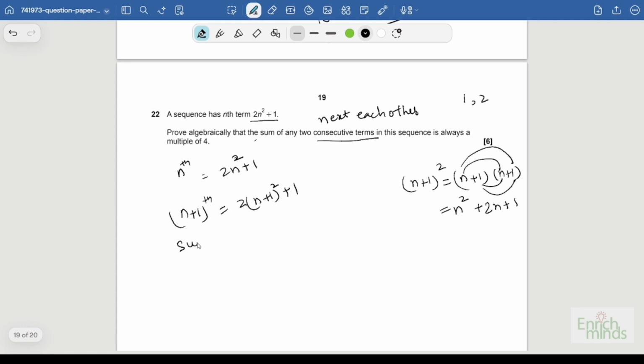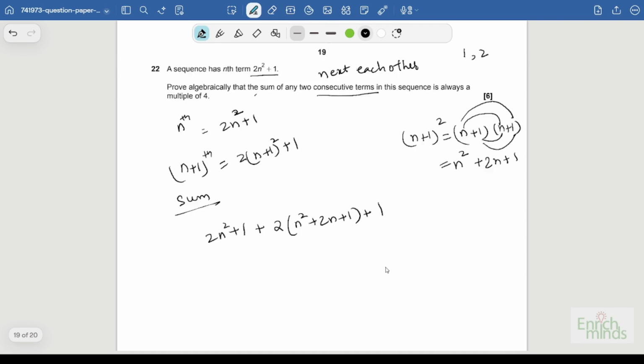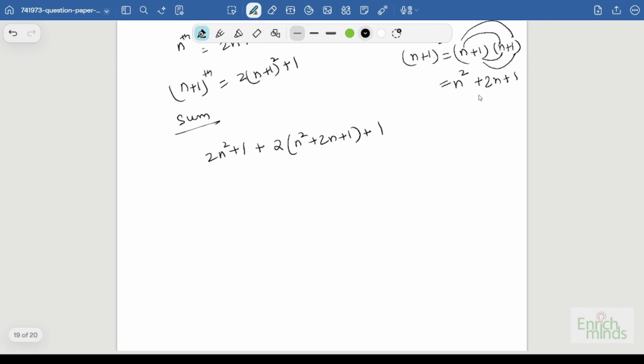So now taking the sum of the nth and the n plus 1th term. The nth term is 2n squared plus 1, plus the n plus 1th term, which is 2 times (n plus 1) squared. I have made this an equivalent expression for this, so that's 2 times (n squared plus 2n plus 1) plus 1. I have expanded this term here. Now what do I get? So 2n squared plus 1 plus, expanding this further, 2n squared plus 4n plus 2 plus 1.